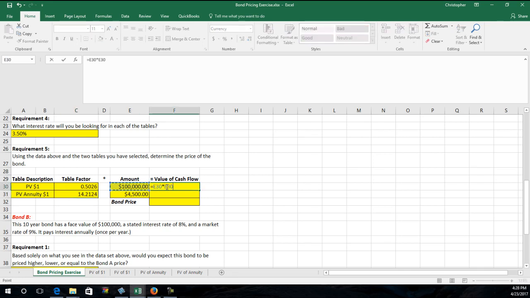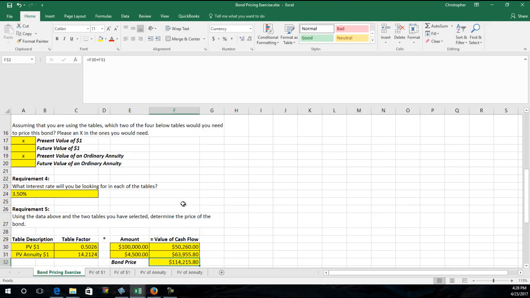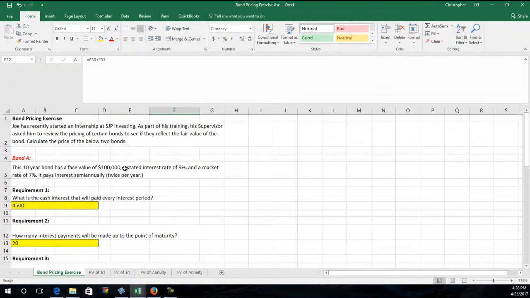So now we can multiply the factor times the amount for both lines, and then we're going to add those two amounts up. So this is giving us a $114,215.80 bond price. So let's think about that to see if it makes sense. The bond price is about $114,000. The bond face value is $100,000. What this means is we're selling this at a premium. We're selling it for more than the face value.